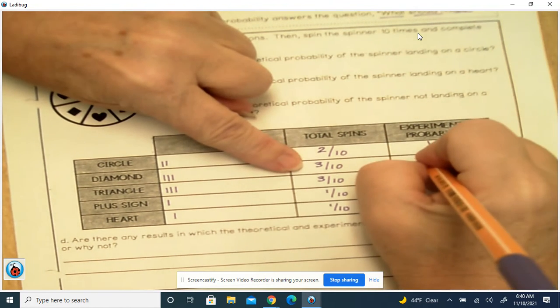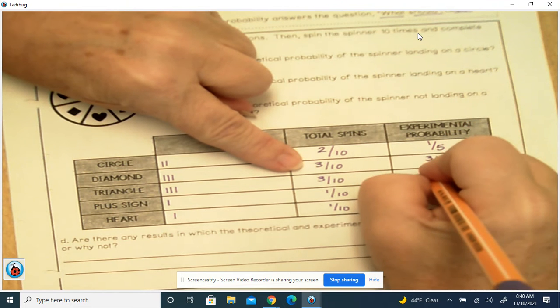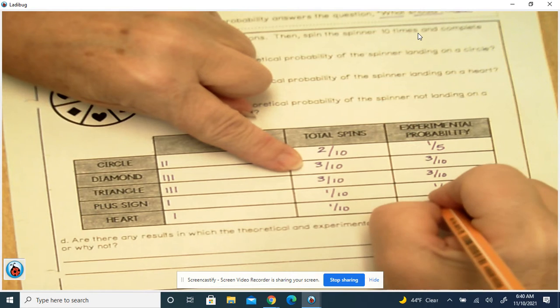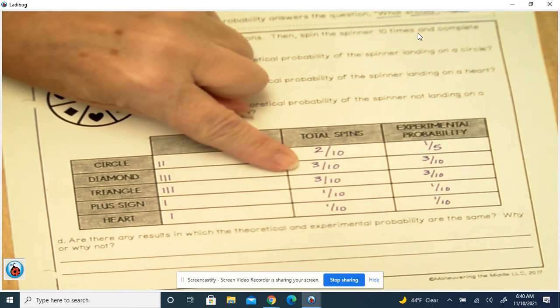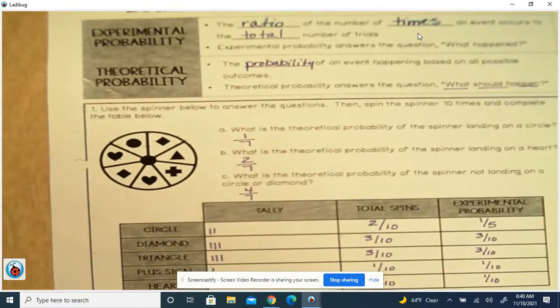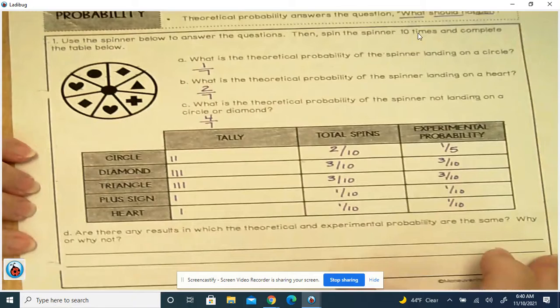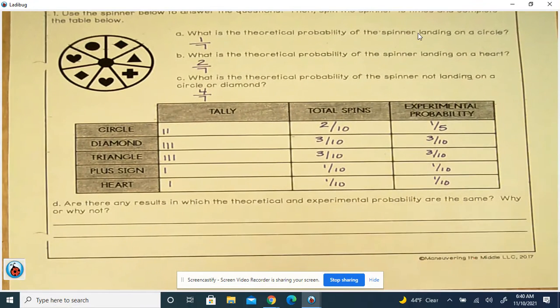3/10 can't be reduced. That one can't. 1/10 and 1/10. So the experimental probability is what you get. Theoretical is what you should get. All right. Are there any results in which the theoretical and experimental probabilities are the same? Why or why not?